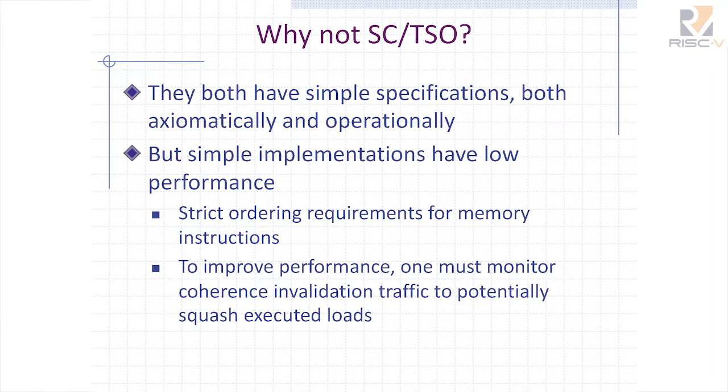So let's see. Why don't we pick a simple memory model like sequential consistency or TSO? Well, they have simple specifications, both operational and axiomatic, but they have very strict memory ordering requirements. To have an efficient, high-performance implementation of SC and TSO, you have to perform a lot of speculation, and you have to track the coherence traffic. Whenever there is an invalidation in the coherence protocol, you have to squash the loads which read that address. And that's very inefficient.